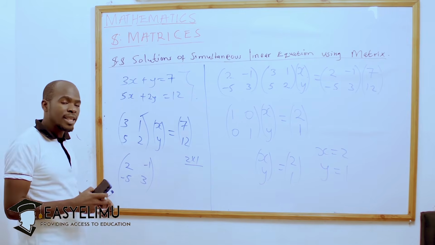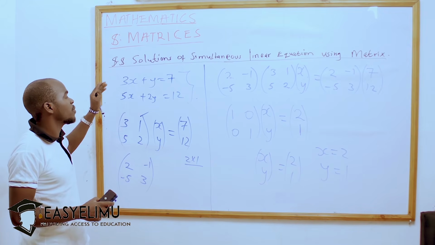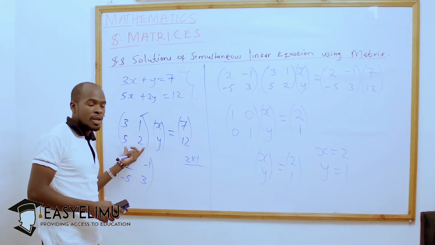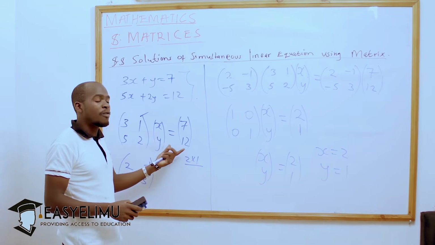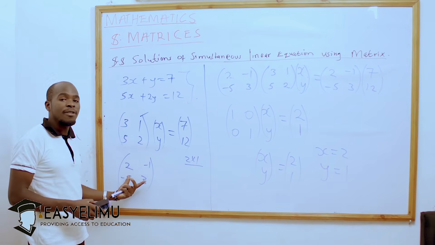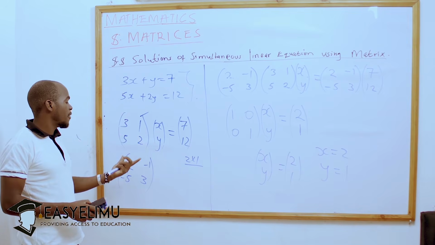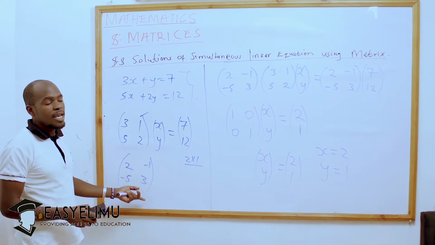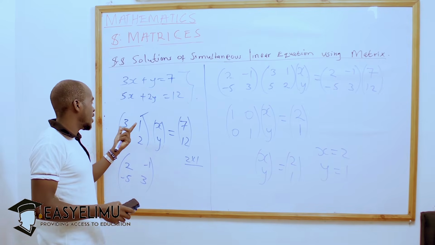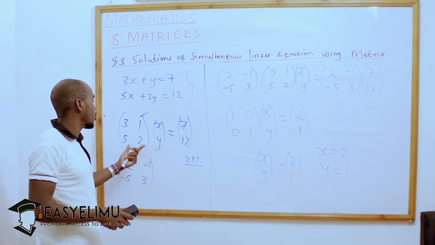What you do, the first thing, form the two simultaneous linear equations. After forming, form the matrix of coefficients, the matrix of variables, and also the matrix of constants. After forming that, you now find the inverse of the matrix of coefficients. Then the next process, you pre-multiply each side by that inverse of the matrix of coefficients.